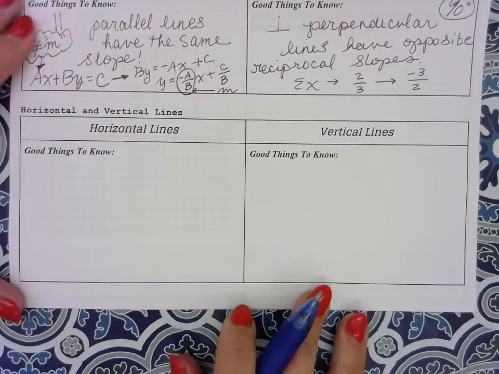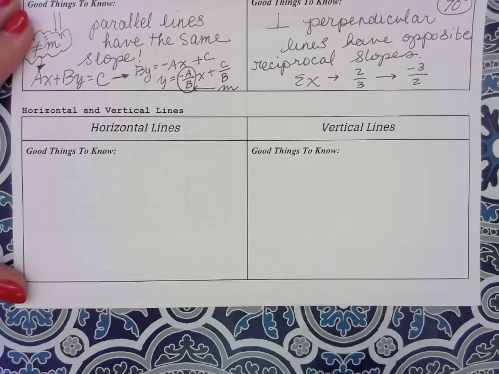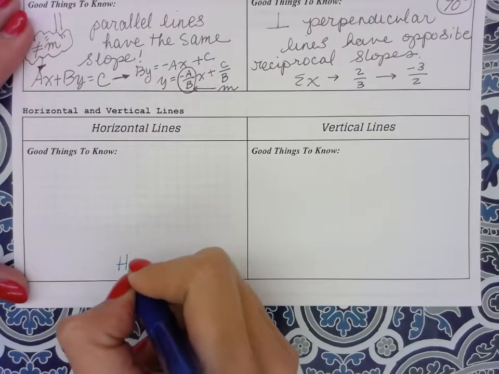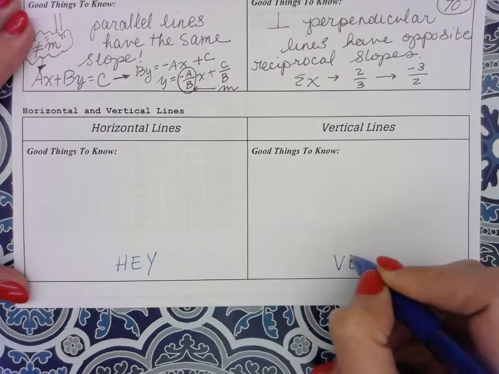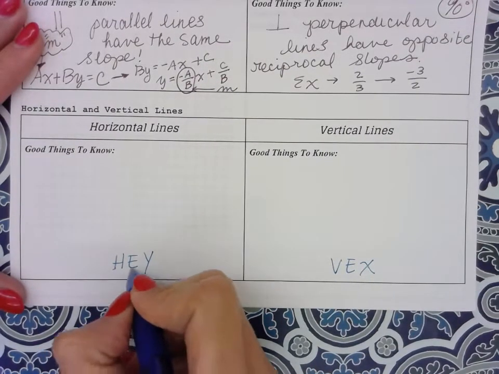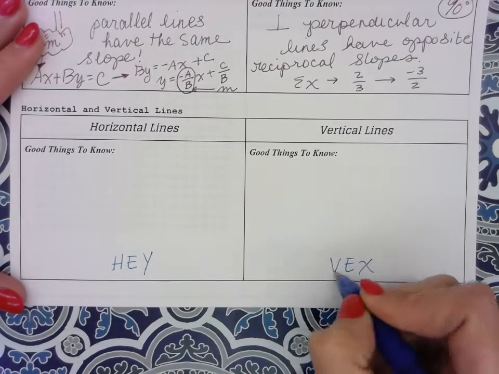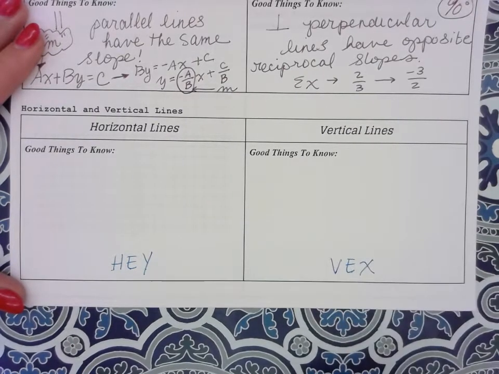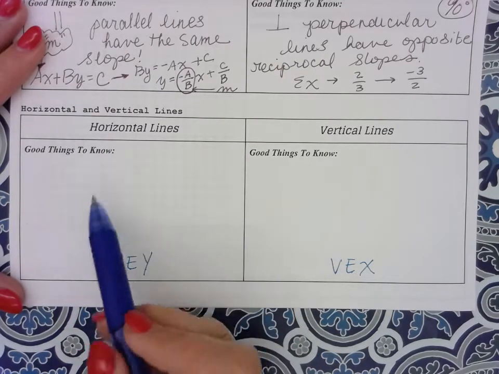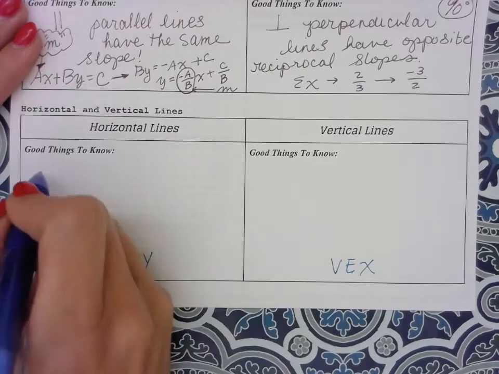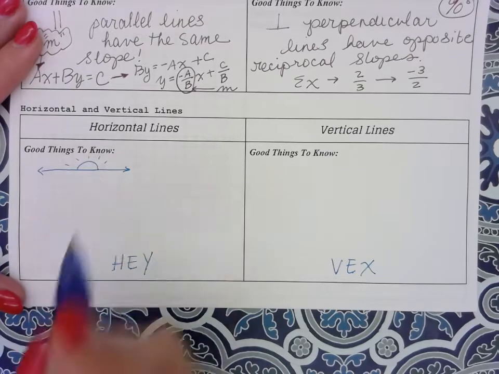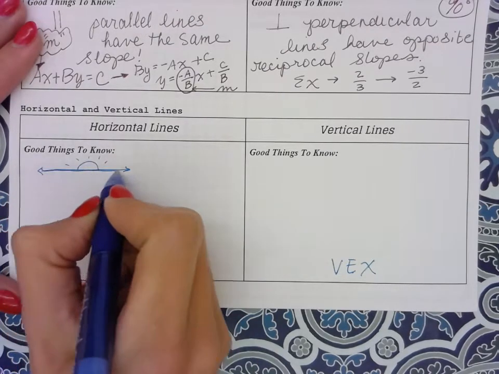Last, we have a few things about horizontal and vertical lines to go over. So what can we say over here? A trick I have, I always use the phrase, hey, vex over the years. What does it mean? Really nothing. But horizontal equations are y equals something, and vertical equations are x equals something. Now, that's just a little trick for people who have a little bit of trouble understanding the concept. But really, if you have a horizontal line, it goes the way of the horizon, okay? Right? Horizon. So a horizontal line goes that way.